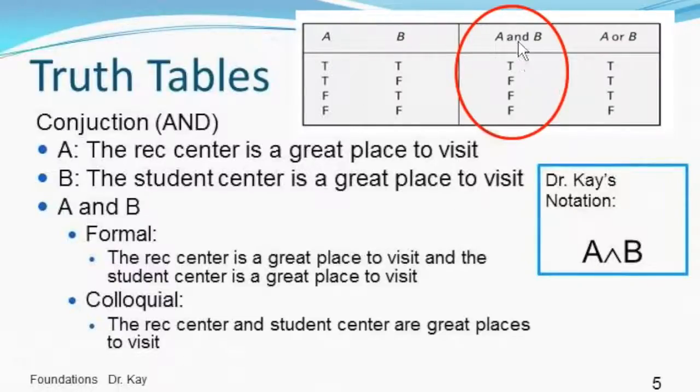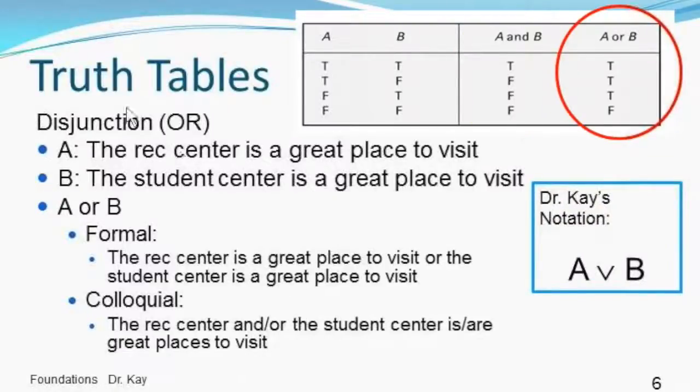And here's the truth table for A and B. You should be very familiar with this. If both A and B are true, then the truth table reports true. For anything else, if either A or B is false, then A and B is false.